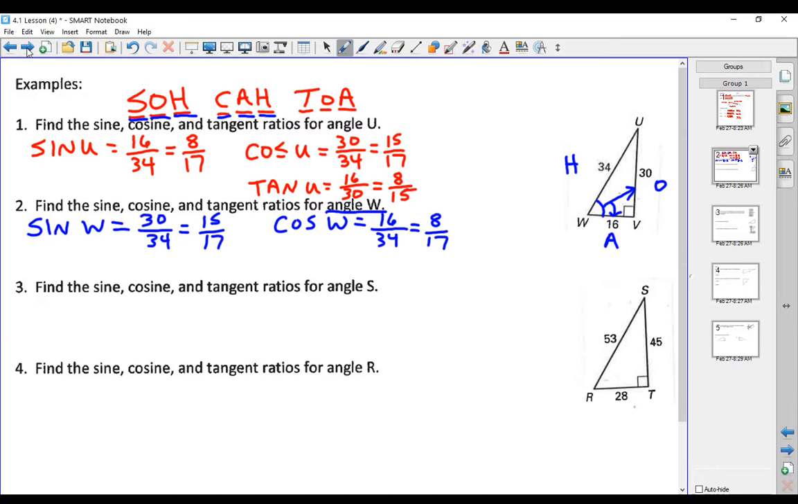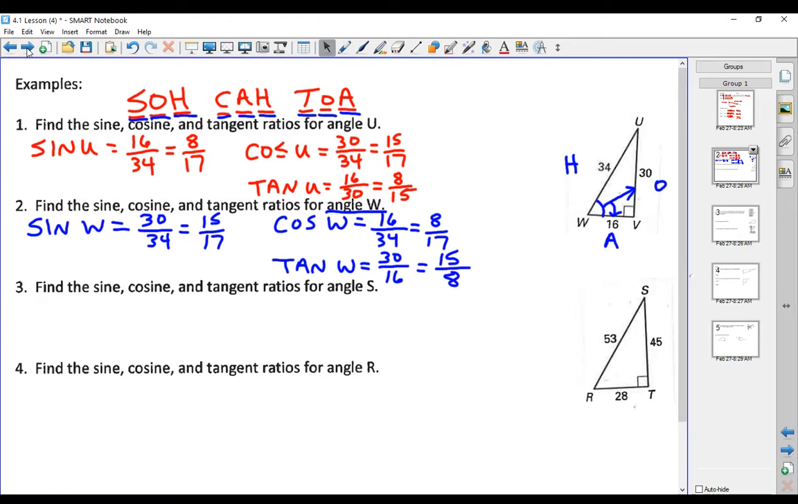And now the tangent of angle W is the opposite over the adjacent. The opposite is 30. The adjacent is 16. Both of those will reduce by 2 to 15 over 8.